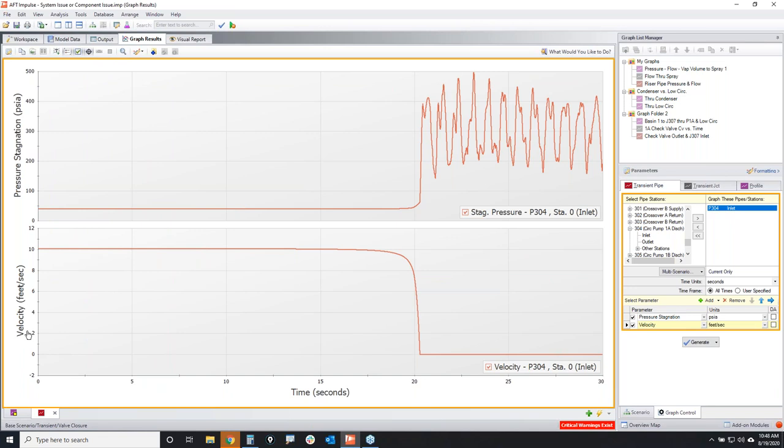This velocity drops because of the downstream valve that closes. Bam, 20.3 seconds. That's when our velocity hits zero, that check valve slams shut, and that sends a pressure wave oscillation through the system. So this is the same similar valve closure as what we have downstream. So this is where you have to analyze things carefully.